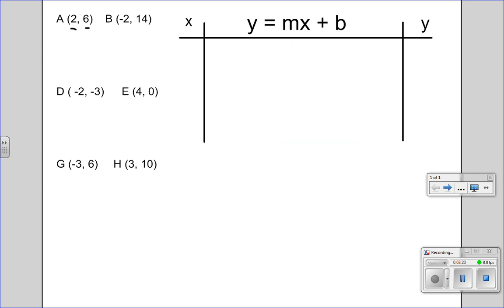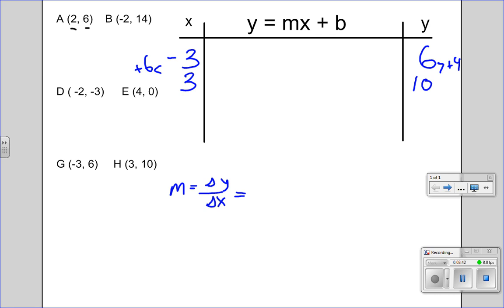All right, welcome back. Let's give it a try. My points are (-3, 6) and (3, 10). So we'll start by finding your delta y, plus 4, and now your delta x, plus 6. So the slope is delta y over delta x, which is going to be 4 over 6, which reduces to 2 over 3. Now let's plug in.